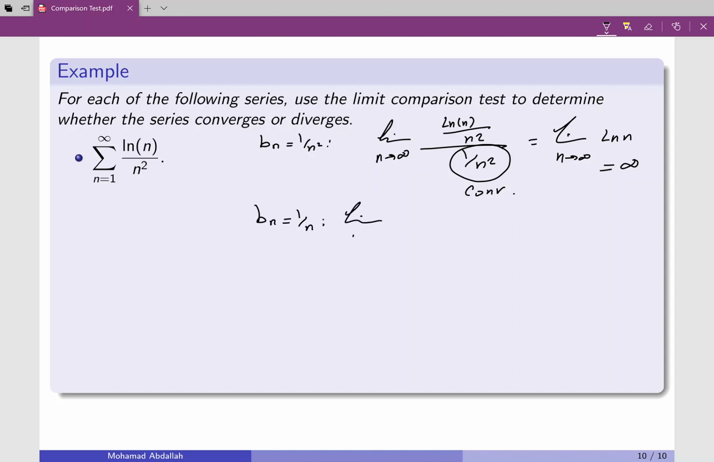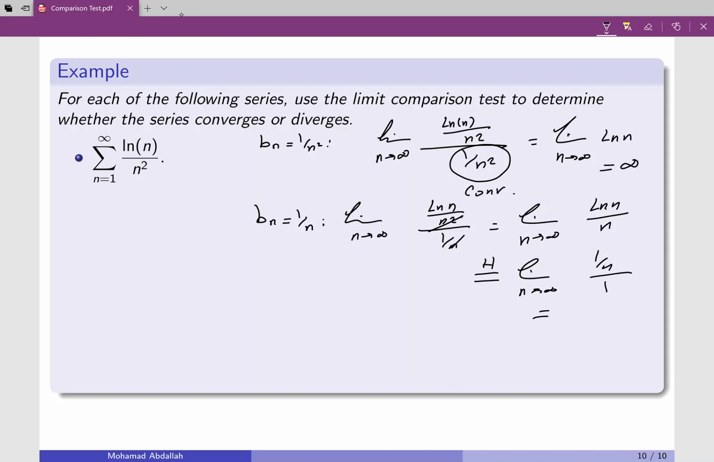So the limit when n goes to infinity of ln n over n squared, divided by 1 over n. That gives the limit when n goes to infinity of ln n over n, because one of these n's will cancel out. So this is infinity over infinity. Apply L'Hopital's rule. You get the limit when n goes to infinity of 1 over n divided by 1, which is 0. Now the limit is 0, but the one in the bottom, which is Bn, is divergent. So the test is inconclusive.